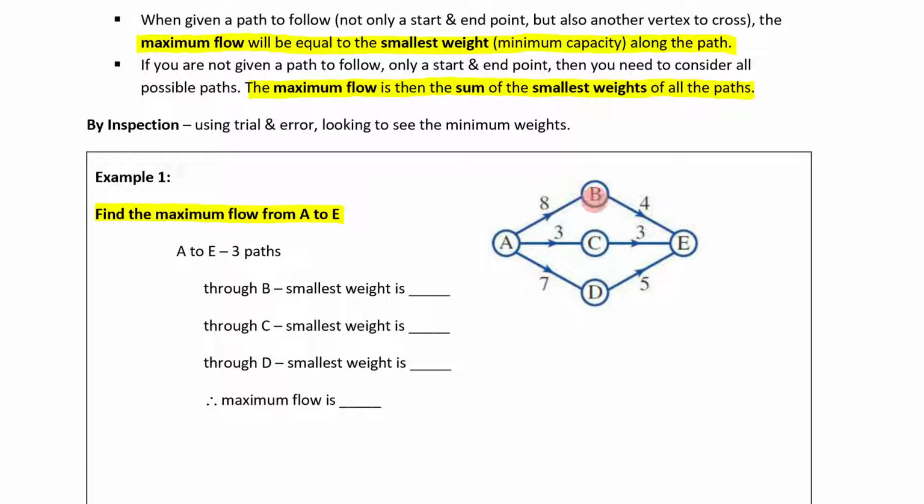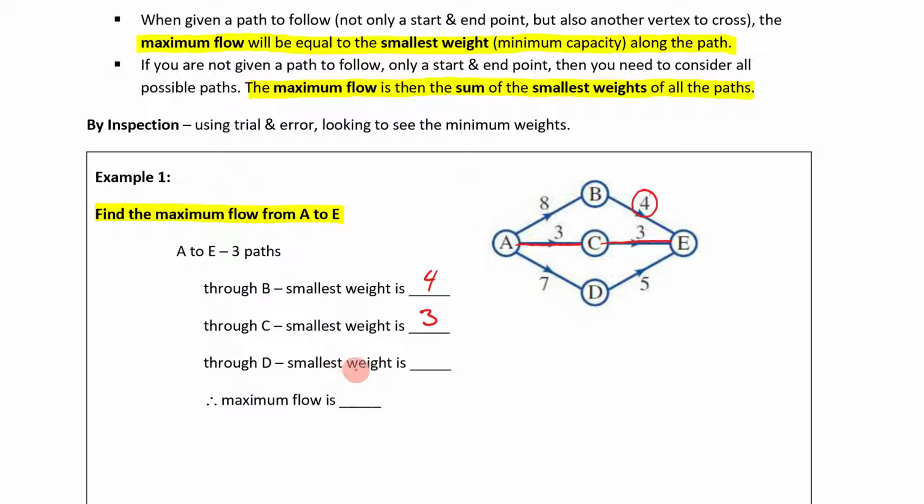So we have to only consider the minimum value of the path. When it says here, through B, what is the smallest weight? Well, the smallest weight is going to be 4, because that is the maximum amount of people that can go through there. Notice that I'm saying that the maximum capacity is the smallest weight. Seems a bit counterintuitive, but that's how it works. For the next part, it's saying that 3 people can go across A to C, and then 3 people can go across C to E. So therefore, it's just going to be 3 for the next one. The smallest weight is 3.